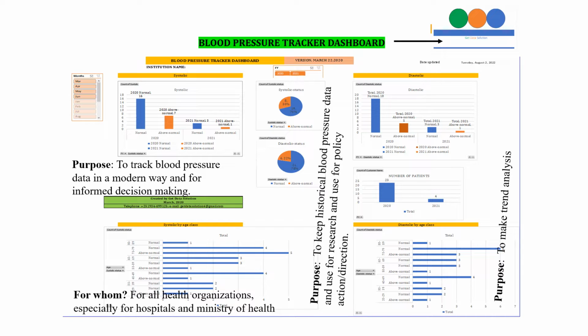For whom? This is for all health organizations, including hospitals and the Ministry of Health, as well as for health professionals.